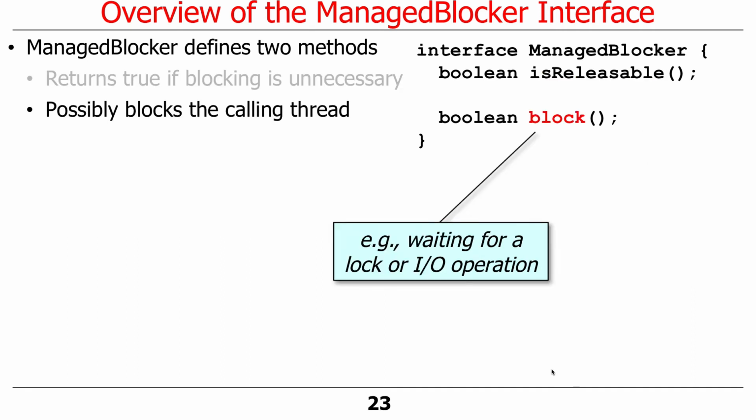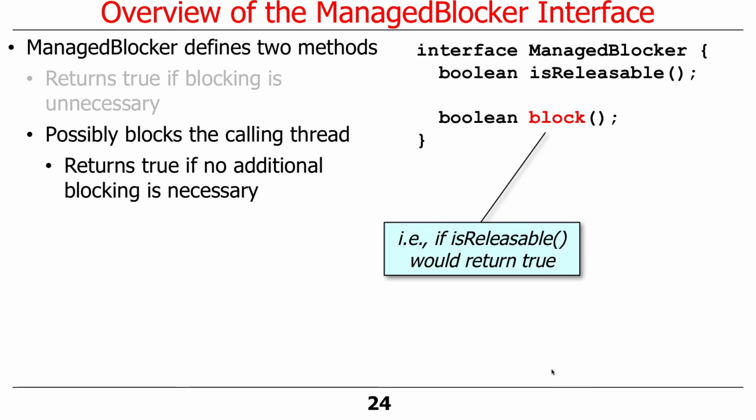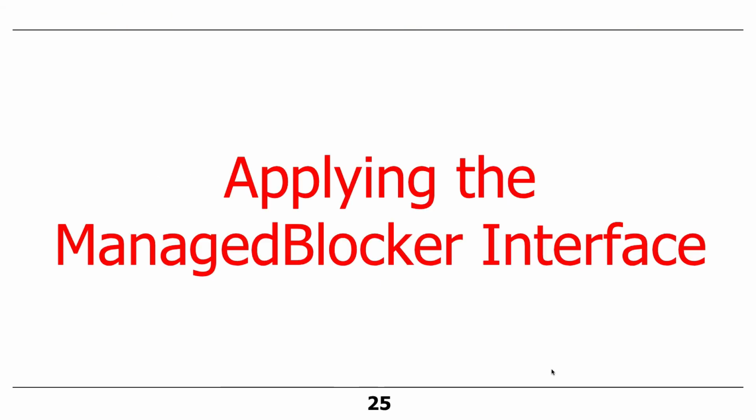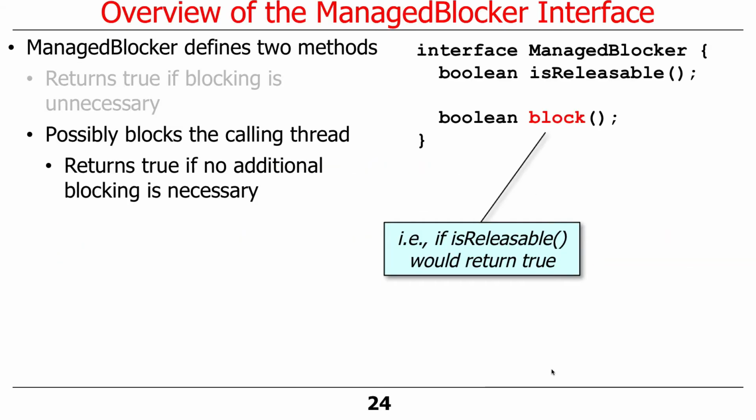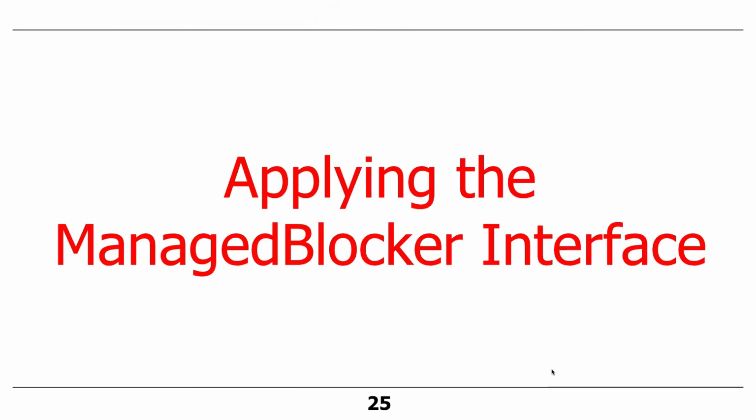There's also a method called block, and block may block the calling thread. Now again, it all depends on how it works, but this depends on whether or not you acquired the lock or the IO operation finished quickly. So block will essentially block, potentially, and if it doesn't end up blocking, it returns true. Kind of funny, because you'd think block returning true would mean it blocked. But if it returns true, that means it didn't block. And if it returns false, that means it blocked. And I'll show you how this actually gets used.